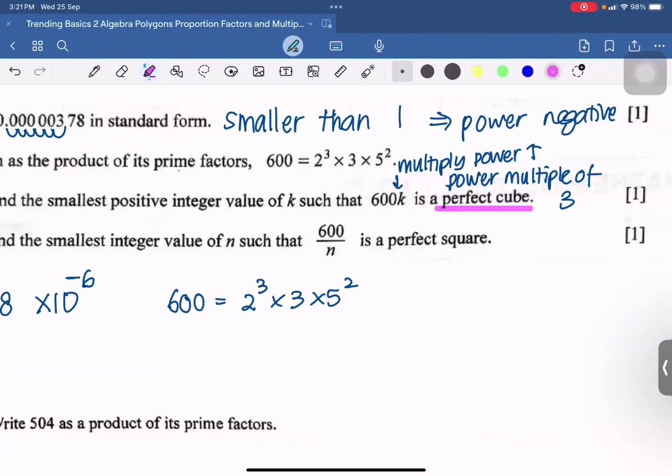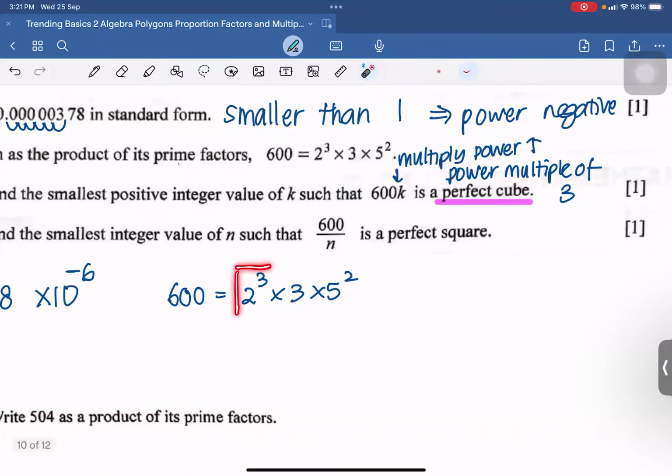Which one is already a perfect cube? The one that is already a perfect cube is 2 to the power of 3. This one is already a perfect cube. Then this is 3 to the power 1 only. What is missing? I only have one. How many must I add to make it a group of 3? 3 to the power of how many? 2, correct? So yes, thank you, Lee.